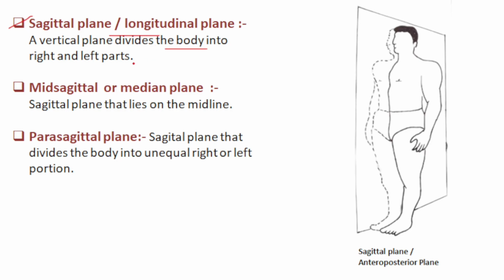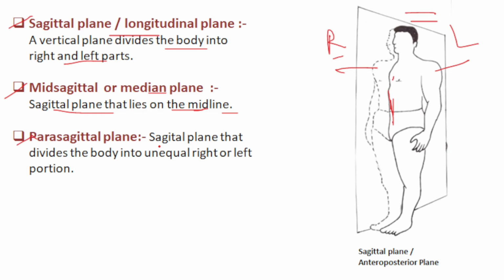A vertical plane that divides the body into right and left parts is called the sagittal plane. You see in this picture, this is an imaginary line that divides the body into right and left halves. Then the mid-sagittal plane or median plane. It is a type of sagittal plane that lies on the midline. So when the sagittal plane lies on the midline or the middle of the body, so that both halves are equal, it is called the mid-sagittal plane or the median plane.